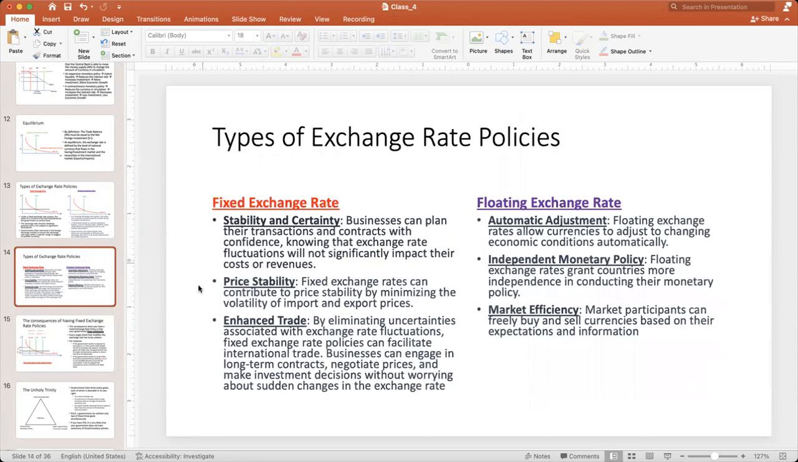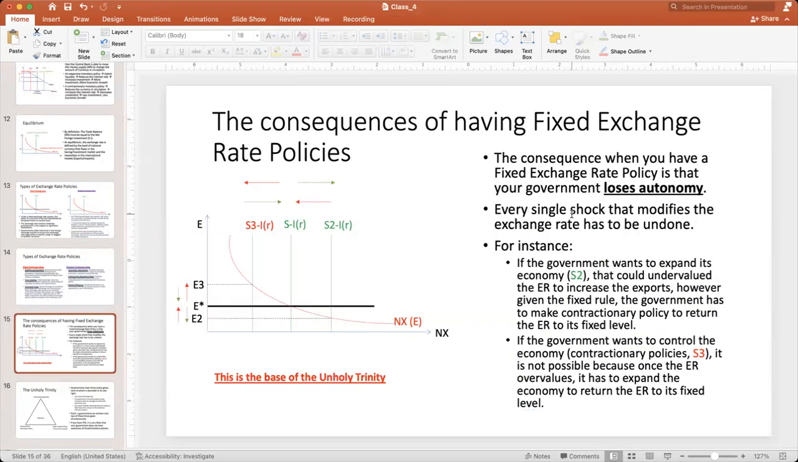Yes, we have these three benefits. However, the cost is that our government loses autonomy. And autonomy is very important, and we are going to cover that in a minute. But remember, autonomy of the monetary policy is very important because the government uses the monetary policy to change the economy.